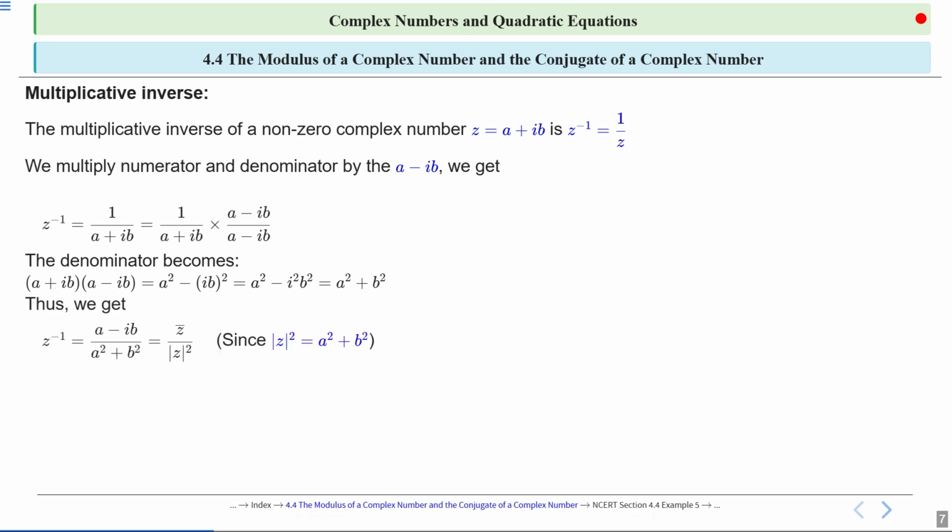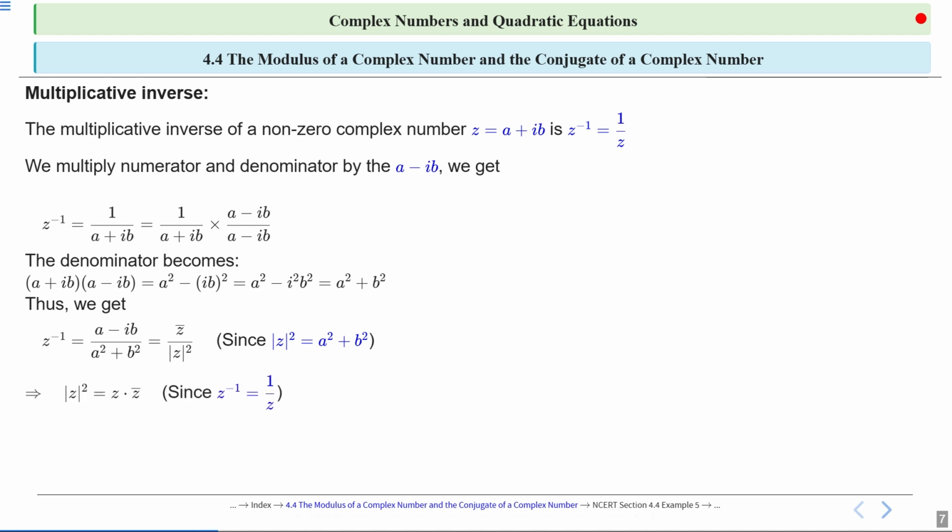Putting it all together, we get z inverse equals (a minus iota times b) divided by (a square plus b square). Since modulus of z square equals a square plus b square, and a minus iota times b is basically z bar, that is the conjugate of z. So z inverse equals z bar divided by modulus of z whole square.